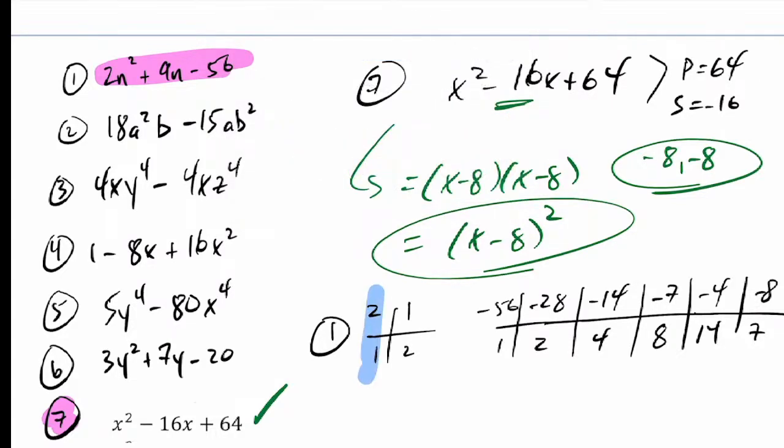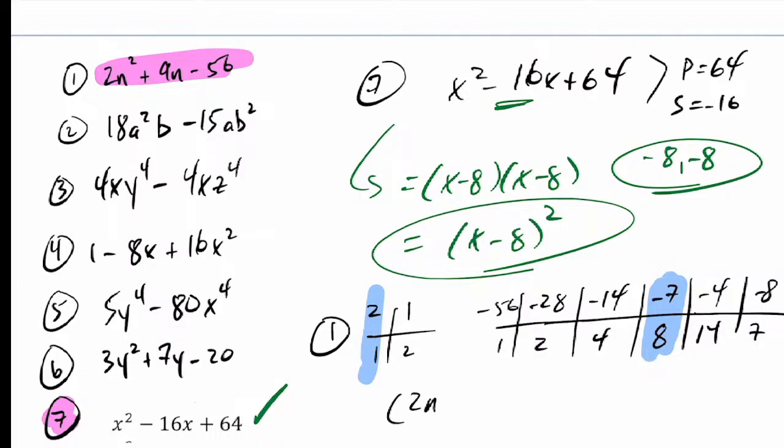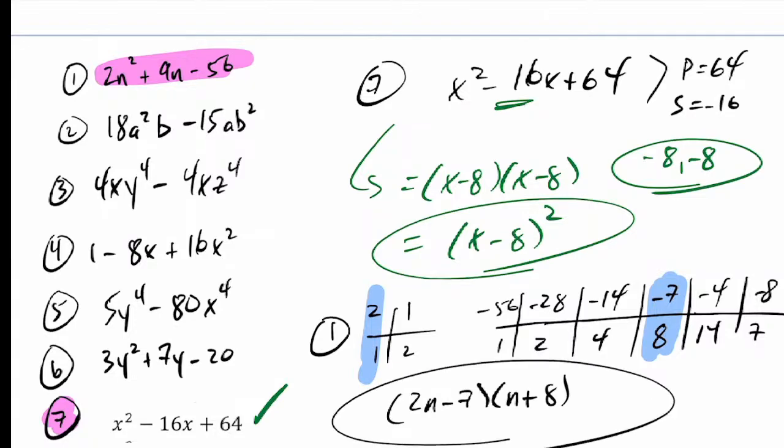I don't know if you guys see this here, but if you take a look at these two columns, you end up taking 2 times 8 is 16, and then 1 times -7 is -7. If I add that together, I do get that 9 that I needed right here. So I found the combination. Oh, good. Yep, very good. So this factors into 2n minus 7 times n plus 8. Good, good, good. Yeah, 1 was a bit tricky, a lot to go through.